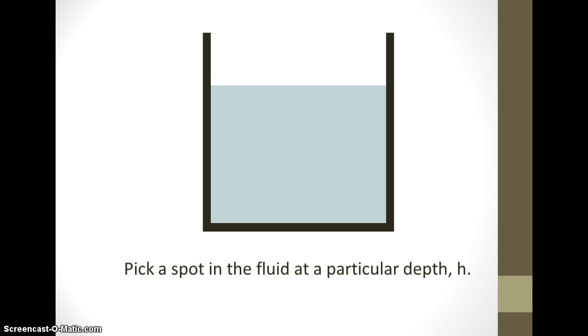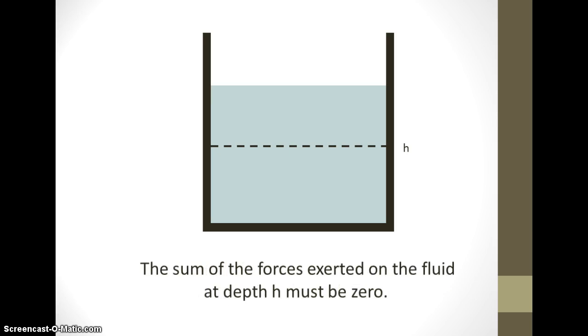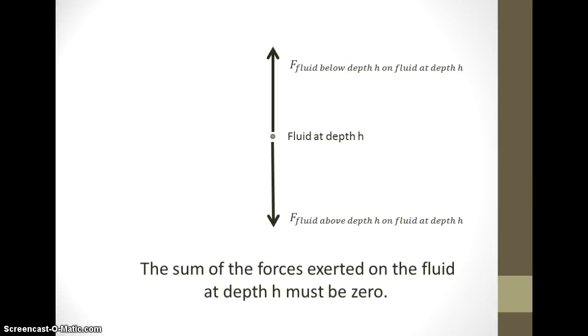Pick a spot in the fluid at a particular depth h. All of the fluid in the container is at rest. Therefore, the fluid at depth h is in equilibrium. The sum of the forces exerted on the fluid at depth h must be 0. We see a force diagram here. The downward force on the fluid at depth h is from the fluid above depth h, and the fluid below the fluid at depth h exerts an upward force. The sum of the forces exerted on the fluid at depth h must be 0.